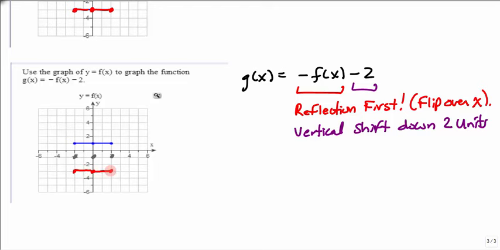Now if I had done down 2 units first and then reflected up, I would have gotten the same graph back. So you can see how important it is that we follow the directions. Let's do the reflections first and then we'll work from there.